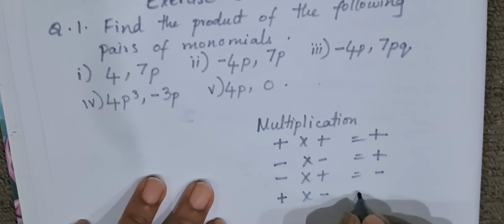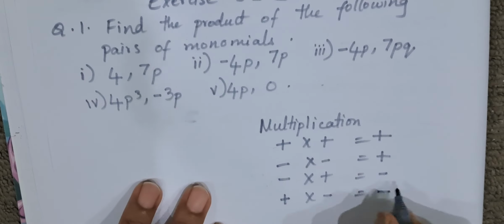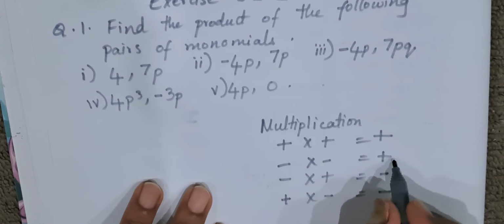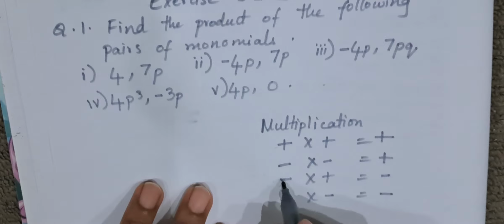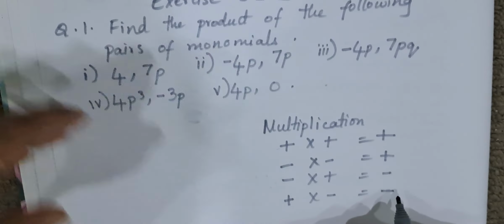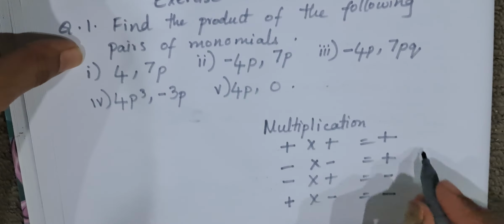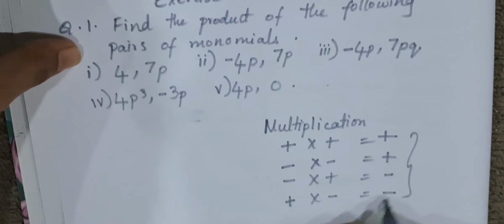Plus into minus, it becomes minus. If the signs are different, it becomes negative. If the signs are the same, minus into minus is plus, plus into plus is plus. Minus into plus or plus into minus, the signs are different, so the answer becomes minus. Okay, keep this in mind first.